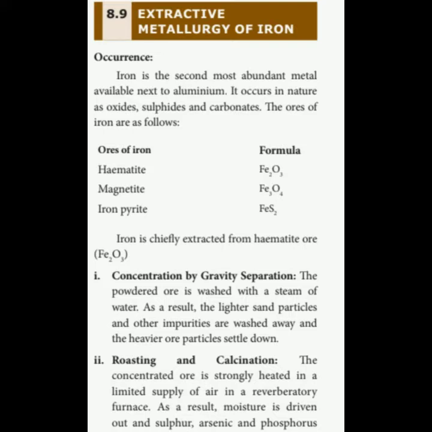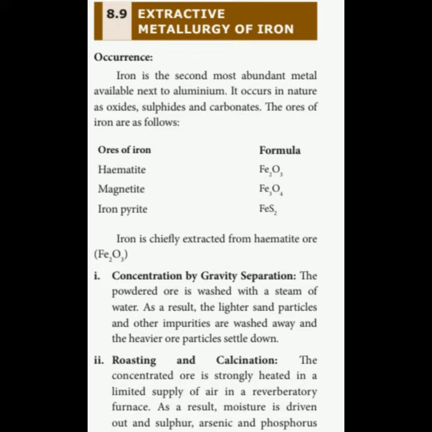The powdered ore is washed with a stream of water. That is, the spelling mistake is there; it is not steam, it is stream. Stream, that is, fast flowing water. As a result, the lighter sand particles, because the ore also contains sand particles, have a lighter weight and the ore particles have a heavier weight. Due to the difference in their gravity, the lighter sand particles are washed away with the water and the heavier ore particles alone settle down. So this is called concentration. The process is called gravity separation.